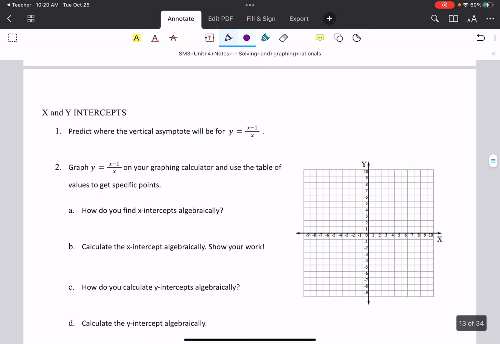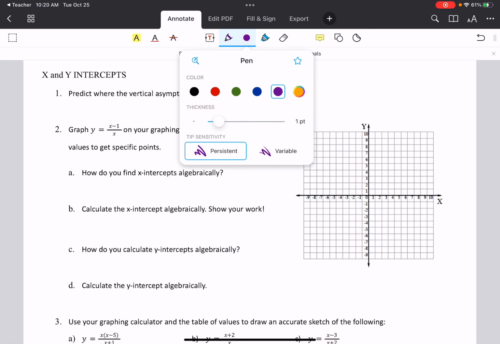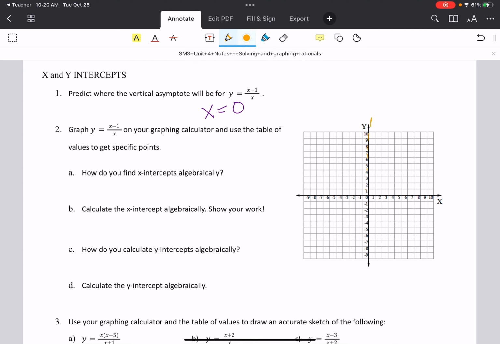Okay, so let's predict from this, where are the vertical asymptotes for y equals x minus 1 over x? Somebody raise your hand. Somebody other than Kaden, raise your hand. Yes. At 0. Nailed it. X equals 0, first try. So let's draw our little dotted line there. That was so pretty.